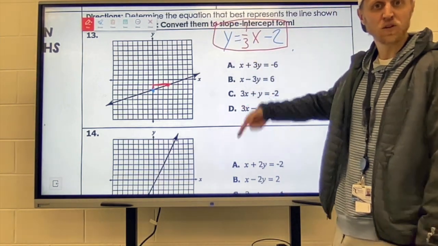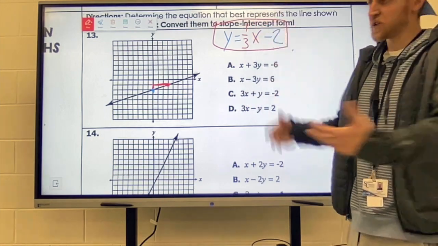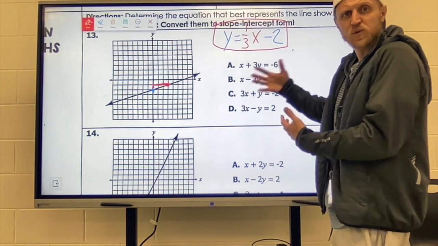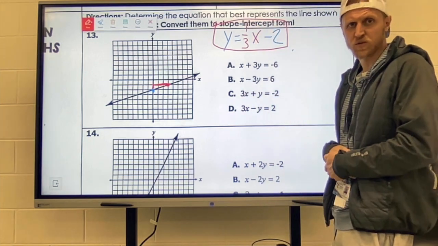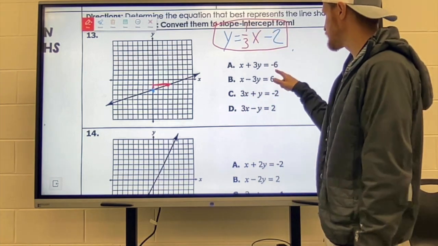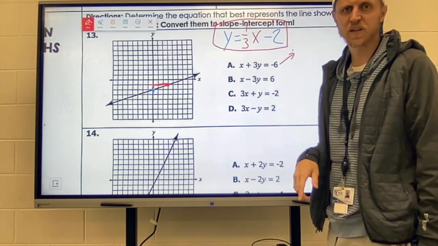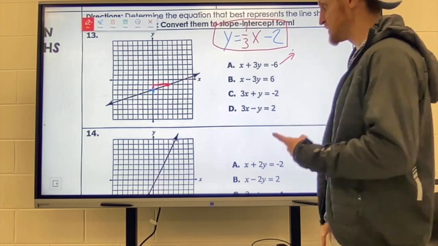Unfortunately, none of these look like that. So what we want to do is change these using the skills that we just learned to see which one's going to match up to the original answer. So I'm just going to start with the first one here. It says x + 3y = -6. And off to the side, I'm going to do my 2 steps that we just learned.